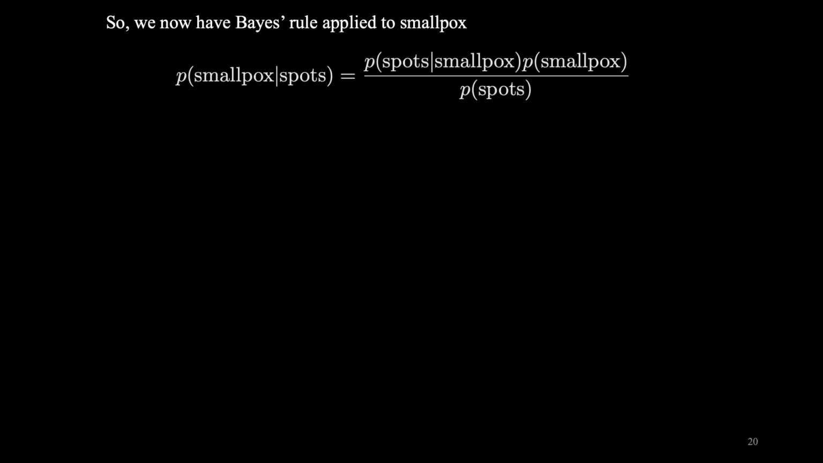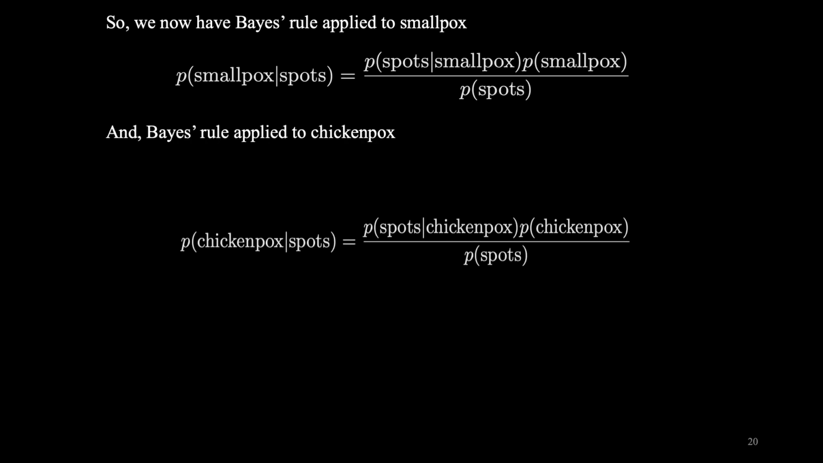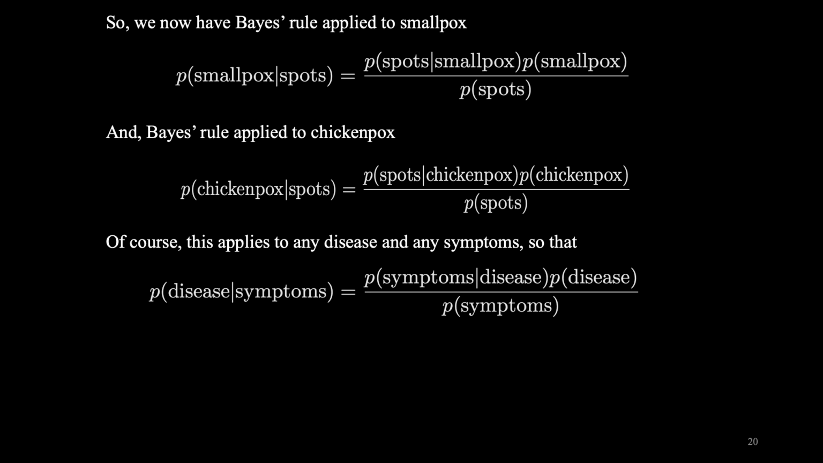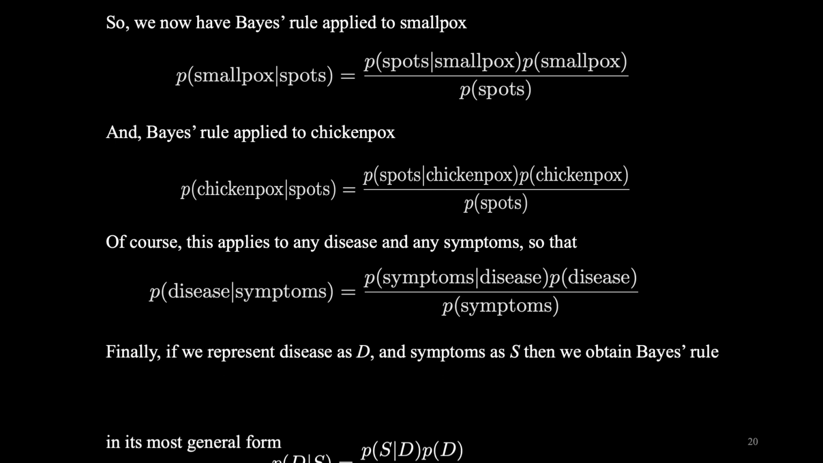To summarize the last few slides, we now have Bayes' rule applied to smallpox and chickenpox. Of course, this applies to any disease and any symptoms. Finally, if we represent disease as D and symptoms as S, then we obtain Bayes' rule in its most general form.